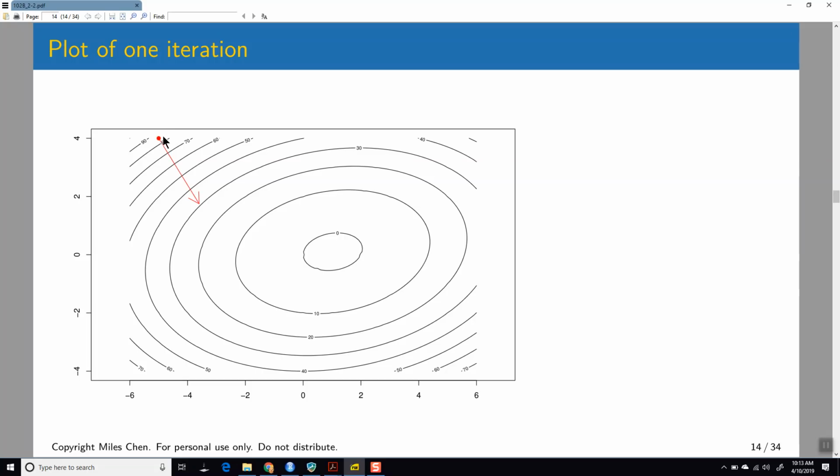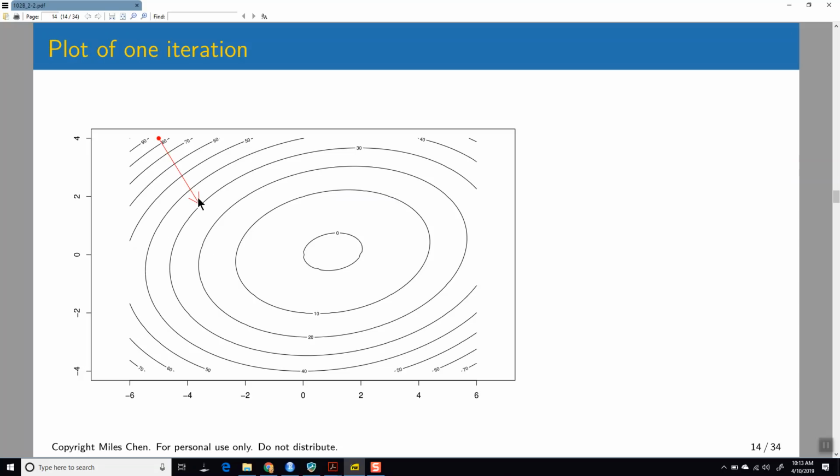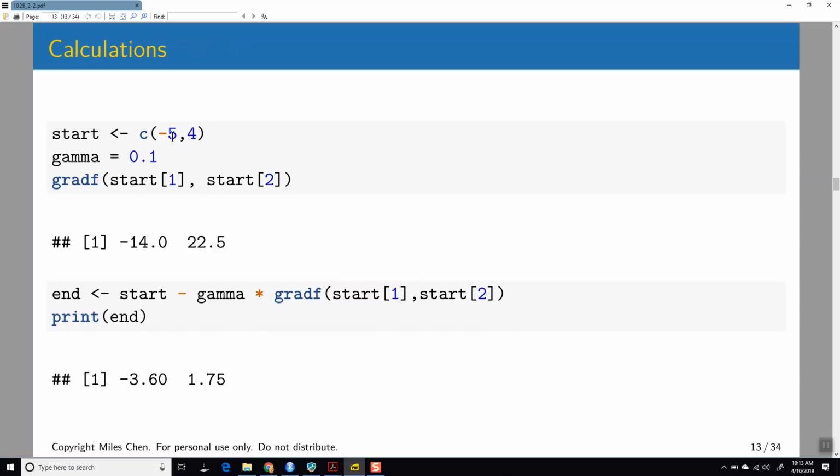If I think it's 85, if I plotted the contour line at 85, immediately right there would be a right angle. Okay, and so here it points down to here, and then we would start here for our next iteration at negative 3.6 and 1.75, and we would repeat. So then now my starting location would be negative 3.6 and 1.75. I would calculate the gradient there, and then I would just repeat the calculations.